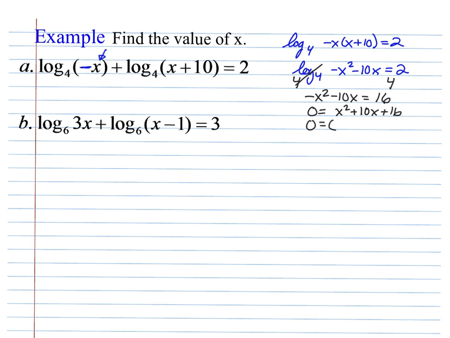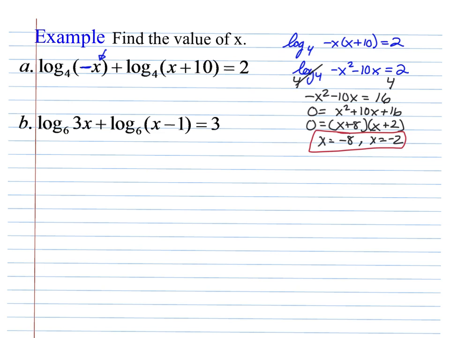I'm going to factor this out. And I'm going to get x plus 8 times x plus 2. And I get that x is equal to negative 8 and x is equal to negative 2. But if you notice, when I substitute the negative 8 or the negative 2 in here, it makes it a positive argument. And if I do negative 8 plus 10, it's still going to be a positive argument. And negative 2 plus 10 is still a positive argument. So these are our solutions. So make sure that you're looking back and making sure it makes sense.